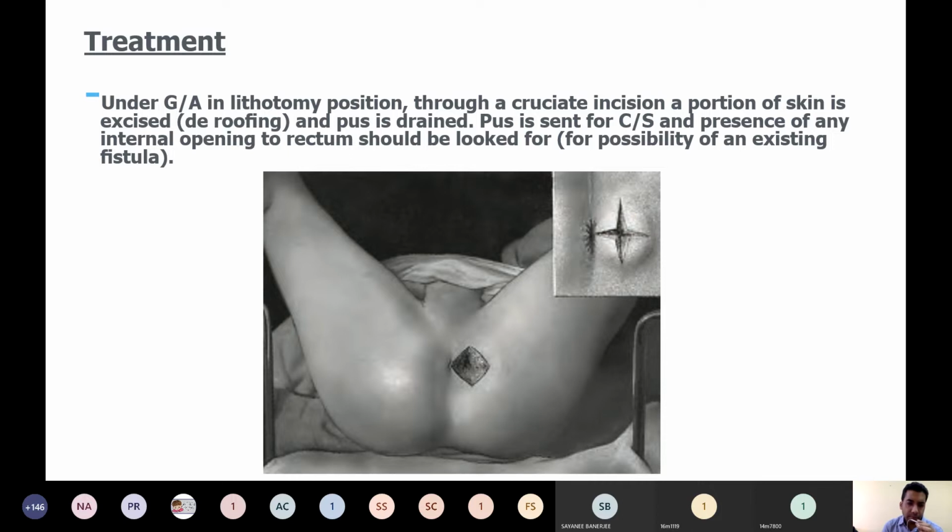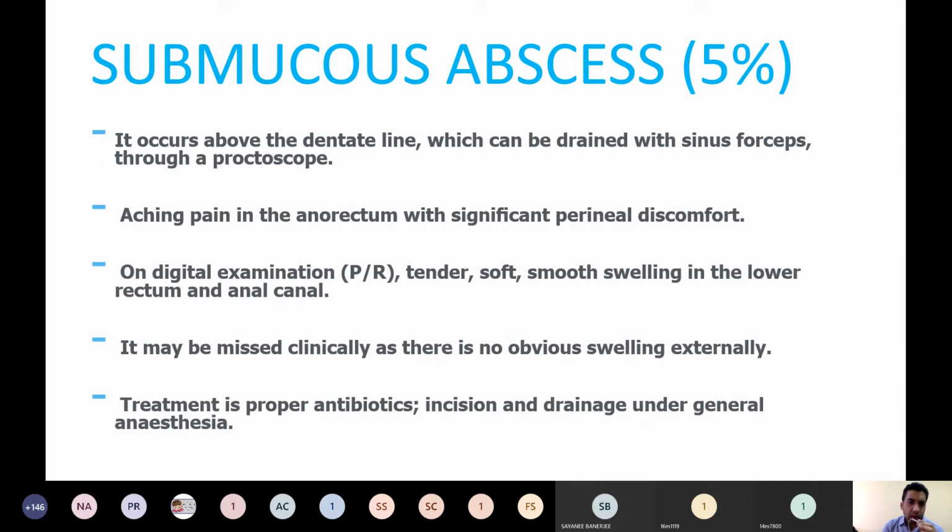Okay, next we have submucosal abscess. This accounts for 5% of the cases. Okay, it occurs above the dentate line, which can be drained through sinus forceps or through proctoscope. Okay, so this is deep into the anal canal, and it is submucosal, that is between the mucosa and internal sphincter. Hence the only way to detect is through digital rectal examination, and while performing digital rectal examination you can expect tenderness.